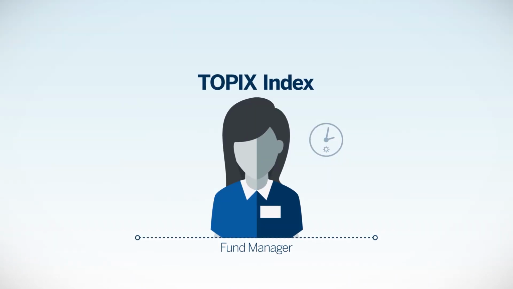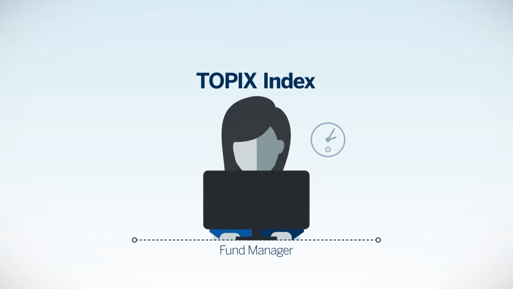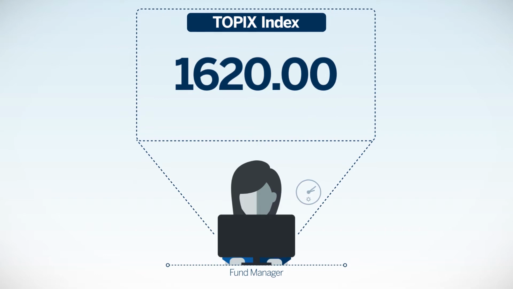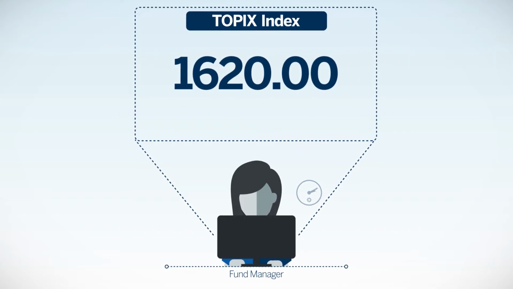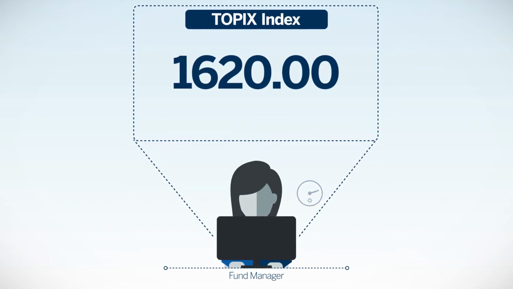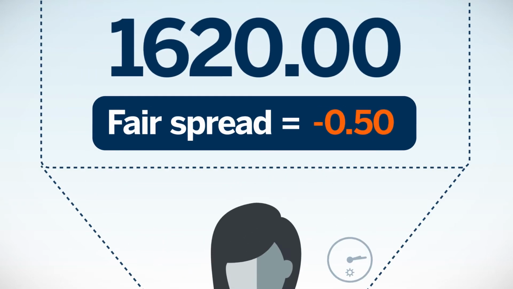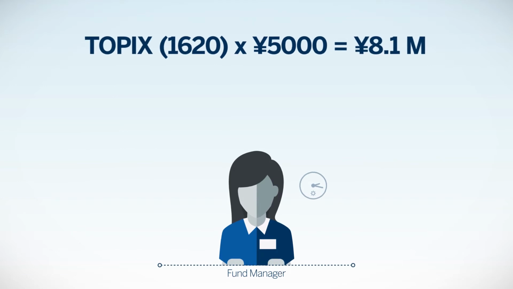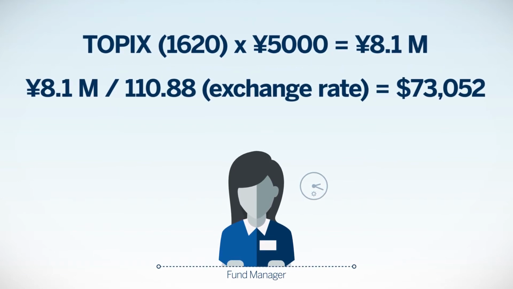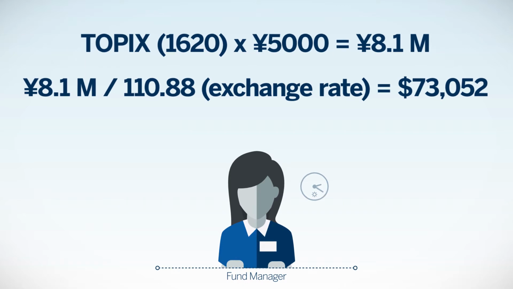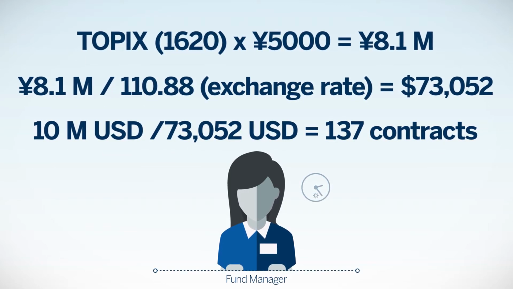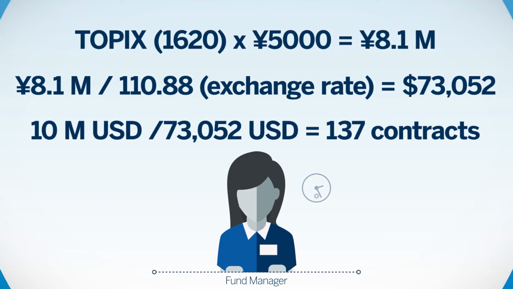A fund manager benchmarked to the Topix index receives an inflow of $10 million to be put to work at the day's closing index level. At the current level of 1620.0, she calculates that the fair spread between the Topix future price and the cash index is minus 0.50. Seeing that the Topix futures multiplier is 5,000 yen and applying a US dollar to Japanese yen exchange rate of 110.88, she submits a bid to buy 137 Topix futures at that spread versus the afternoon's closing index level.